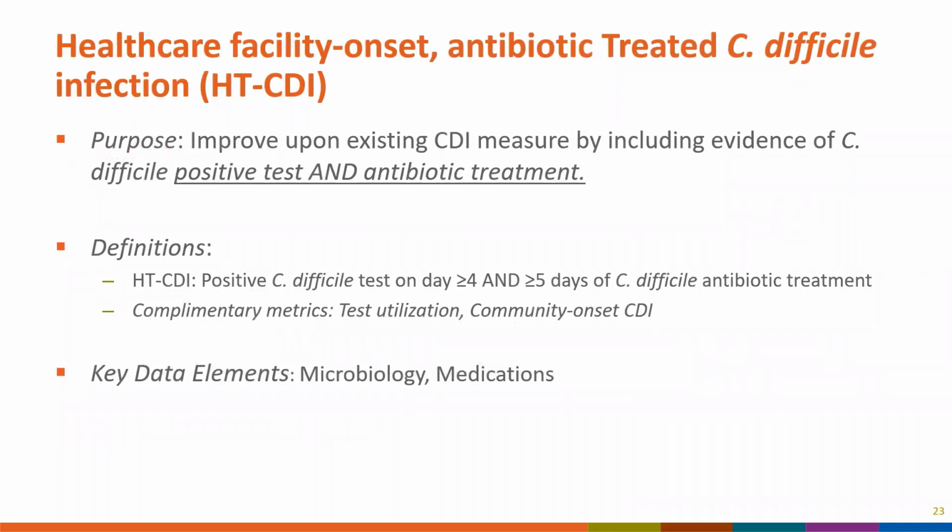Specifically, the HT-CDI module is intended to be an improvement on the current C. difficile outcome measure used with many quality programs. It is an antibiotic and laboratory finding positive testing methodology. Our definition will be specifically a positive C. difficile test on or after day 4 or 5 of C. difficile antibiotic treatment. We are going to offer complementary metrics, which will include test utilization and community onset CDI counts. And the key data elements that we will be looking to receive will come from the microbiology and the medication portions of the patient record. Next slide, please.